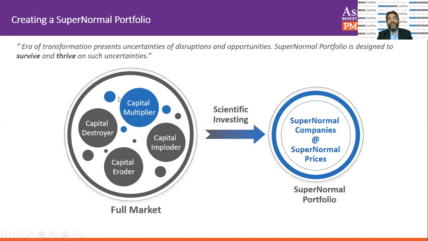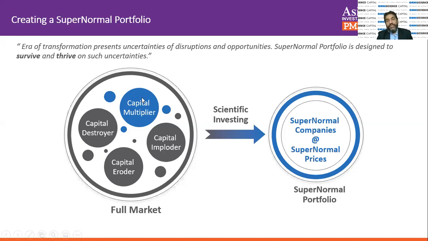You are left with capital multipliers. With so many capital-destroying, return-destroying companies out of the full market, you're only left with capital multipliers. If you just buy this portfolio, it's a much safer portfolio with much lower risks, and you're ahead of the market. So lower risk, higher returns.